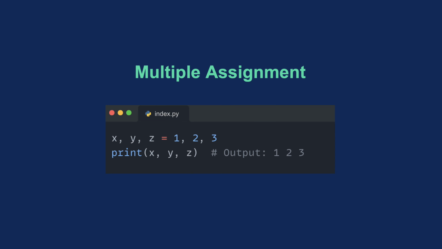Now let us look at some advanced topics. Python allows multiple assignment, where you can assign values to multiple variables in a single line. For example, you can see we are assigning x, y, z to 1, 2, 3 in a single line. Now, if you print this out, you can see that x is equal to 1, y is equal to 2, and z is equal to 3. Please make sure the number of variables is the same as the number of values being assigned.